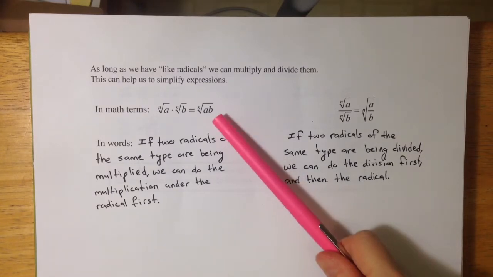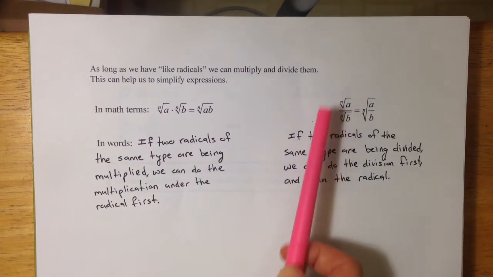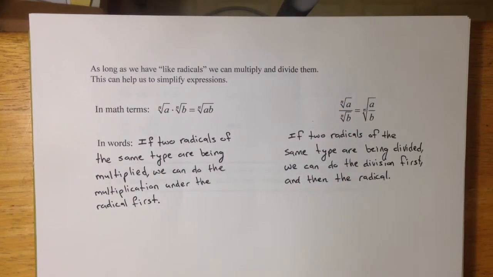Another way that I might describe this first one is that it doesn't matter whether you do the multiplication or the root first. You can take the roots and multiply, or you can do the multiplication and then take the root. Similarly over here, it doesn't matter if you do the roots or the division first. You can either first take the root of each thing and then divide, or you can do the division first and then take the root. It's almost like a little loophole in the order of operations, where as long as it's the same type of radical and we're doing either multiplication or division, you get to choose which one you want to do first.